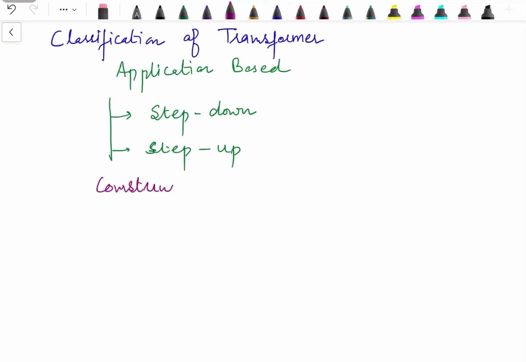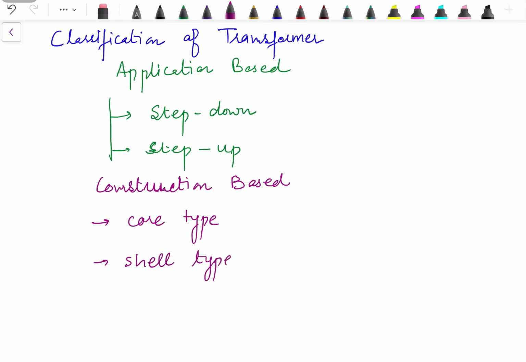we can again have two types of transformers: core type and shell type. Now I will discuss these two in detail in this video, and how their construction is different.